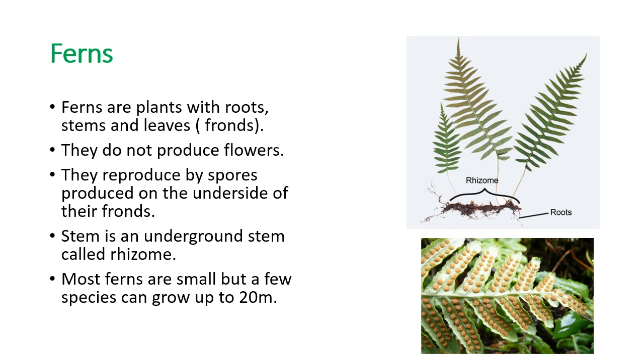Ferns. Ferns are plants with roots, stems and leaves, and their leaves are given a special name, fronds. They do not produce flowers, so they are a group of non-flowering plants. Ferns reproduce by making spores, which are produced on the underside of their fronds. In the second diagram you can see how spores are arranged in the fronds.